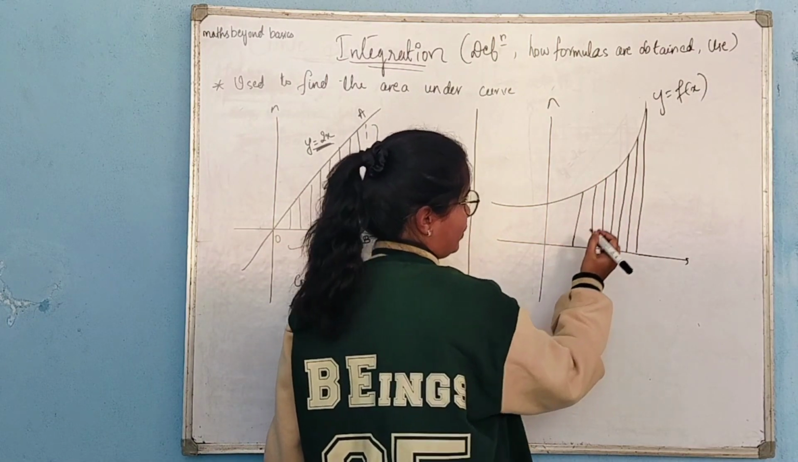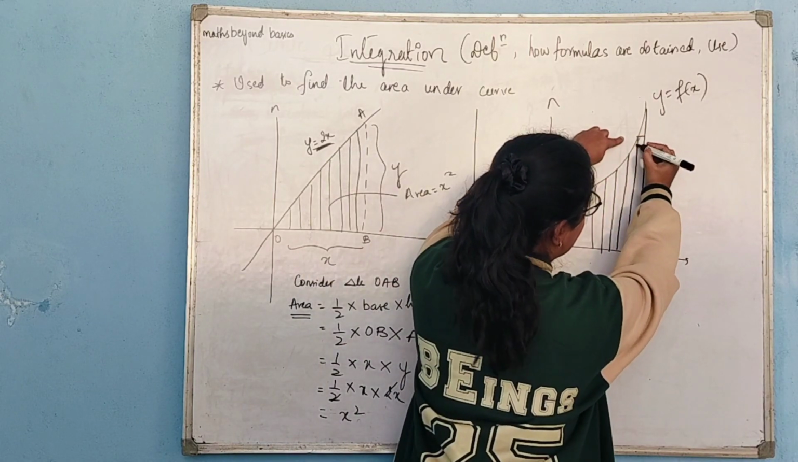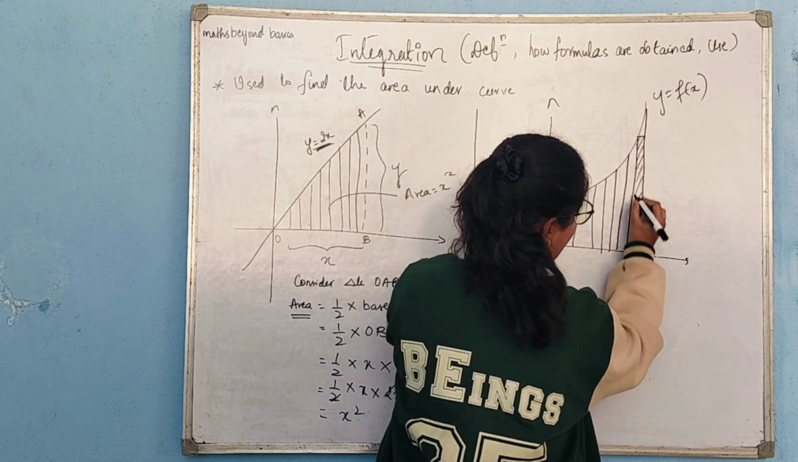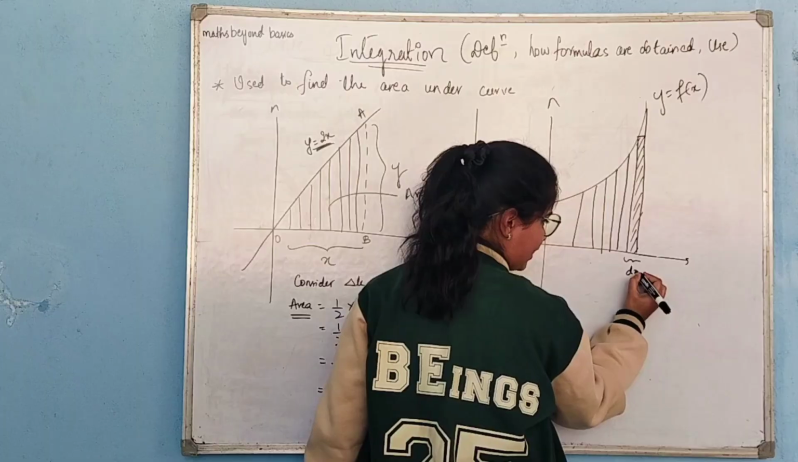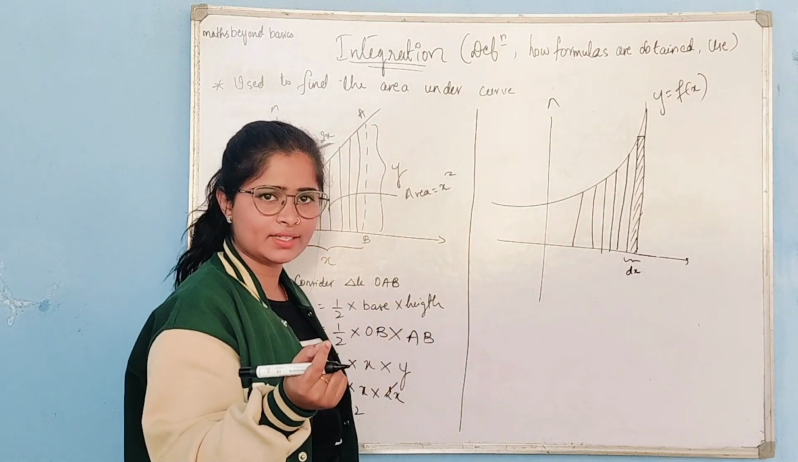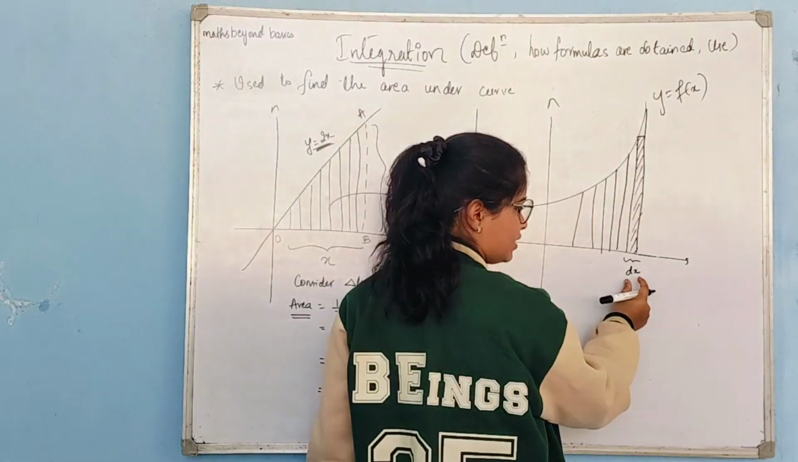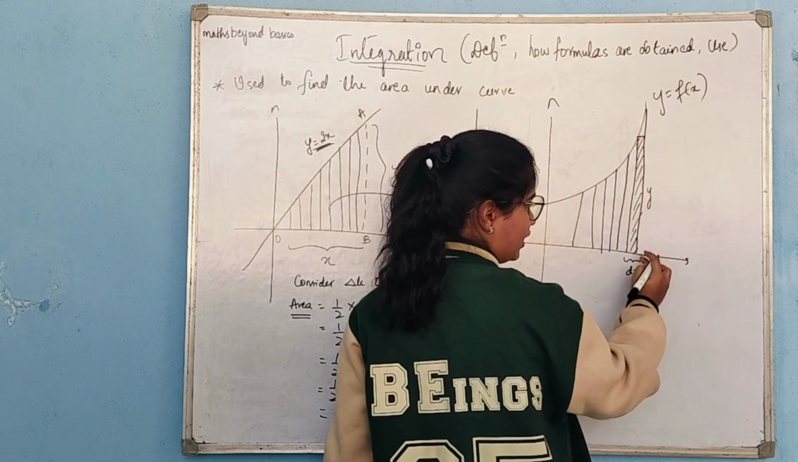Now if you observe, if I just join this, you will see that this is a rectangle, clear? And since it is a small stripe, this small stripe is named dx. Dx means it is having very small length, so I am naming it dx. If this is dx, the length is called y.